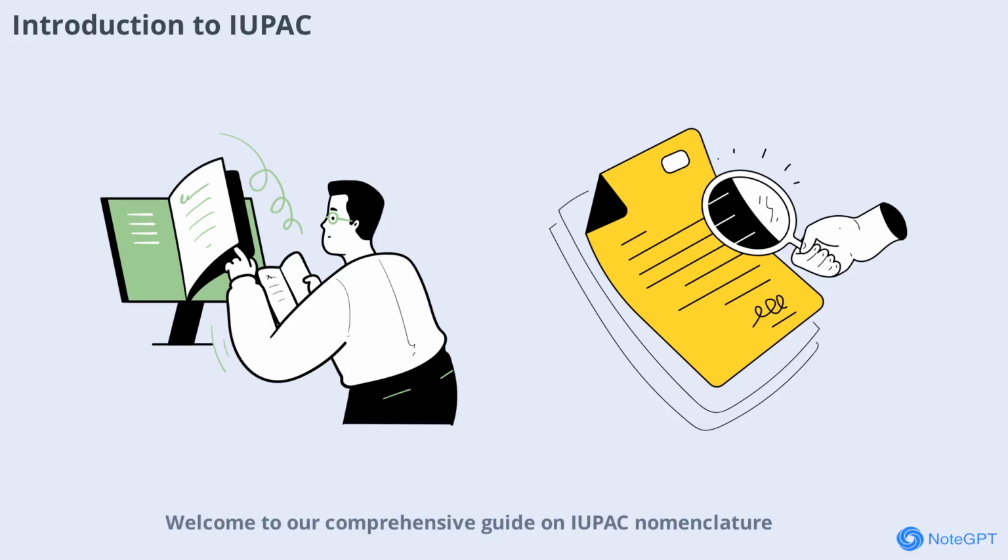Welcome to our comprehensive guide on IUPAC nomenclature. If you've ever wondered how chemists around the world agree on the names of complex organic compounds, you're in the right place. The International Union of Pure and Applied Chemistry, or IUPAC, has developed a systematic method for naming chemical substances, ensuring clarity and consistency in scientific communication. In this video, we'll break down the rules, walk through practical examples, and help you master the art of naming organic molecules. Let's begin by understanding why a standardized naming system is so important in chemistry.